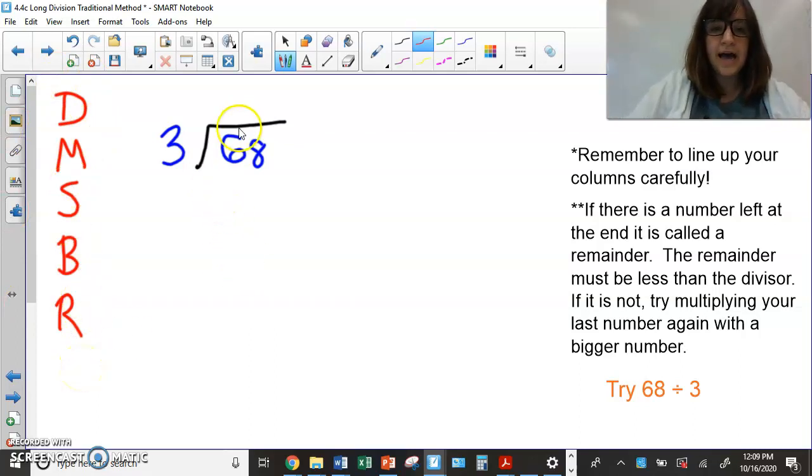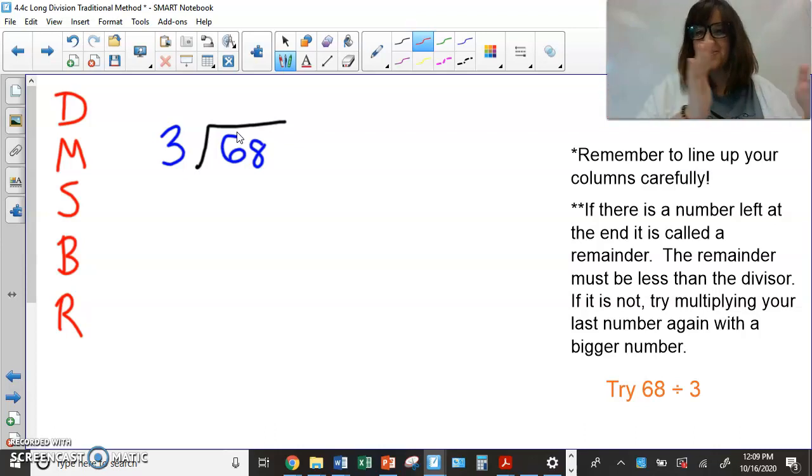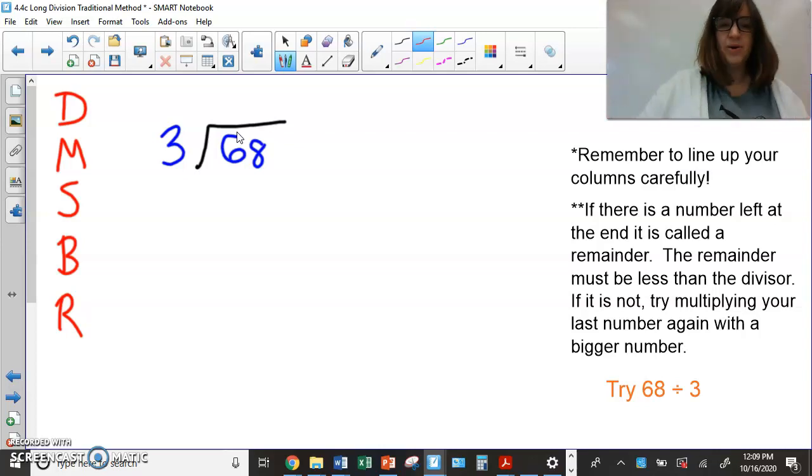When we are adding and multiplying, we always work from our ones place over to our biggest place. So we work from right to left. With division, it's the opposite. With division, we're going to work from left to right. So we're going to start with our biggest place. So right now, we are going to look at the digit 6.